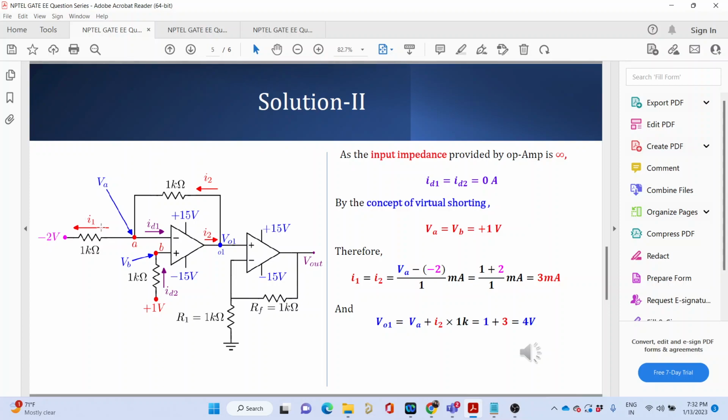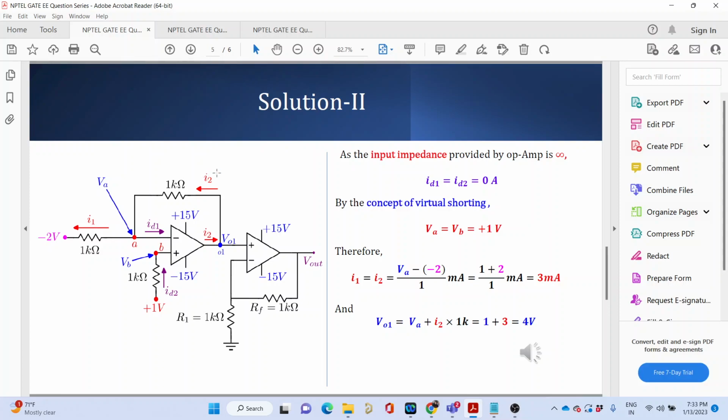Would it be opposite of what I have indicated over here, or would it be in the same direction I have indicated in the picture? So as current flows from high potential to low, it will be in the same direction as I1. Correct, absolutely correct. So if that is so, and ID1 is 0, then I2 must be flowing in this direction. Because if we apply KCL, there is no current flowing through this path, ID1 is 0, so the current must flow in this direction and I1 must be equal to I2.